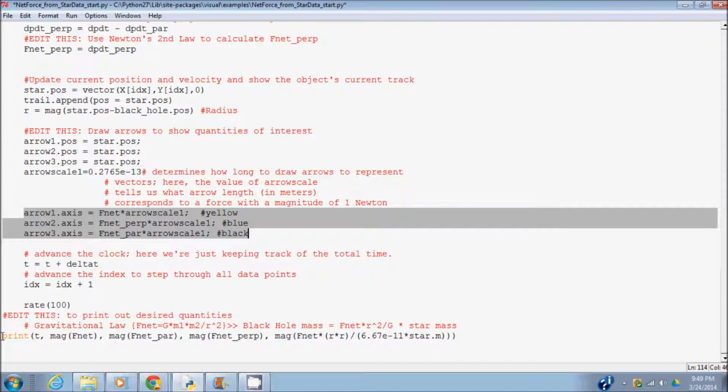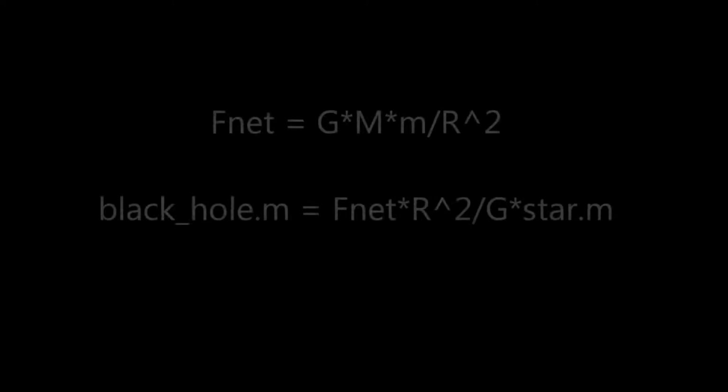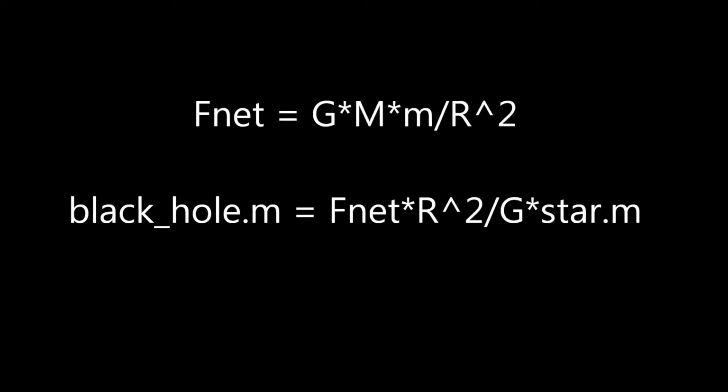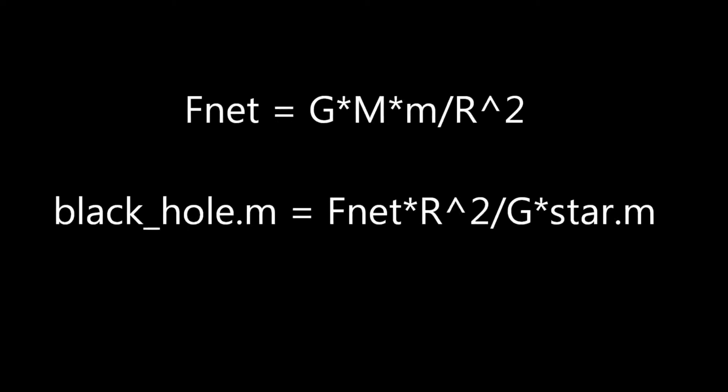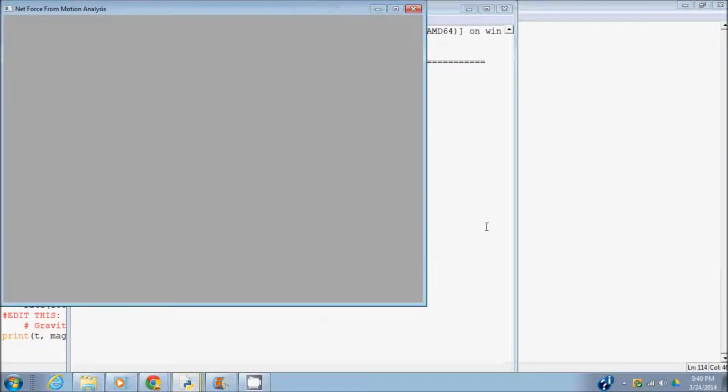The speed of the program was edited to 100 milliseconds, and the equation for the gravitational law was added at the end of the program. The last report presents the total time analyzed, the net forces, the parallel forces and perpendicular forces, and the magnitude of the black hole mass. The equation of the gravitational law is as follows: the mass of the black hole is equal to the net force multiplied by the square of the radius, divided by the constant G times the mass of the star.